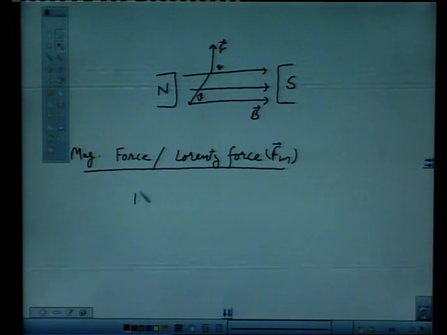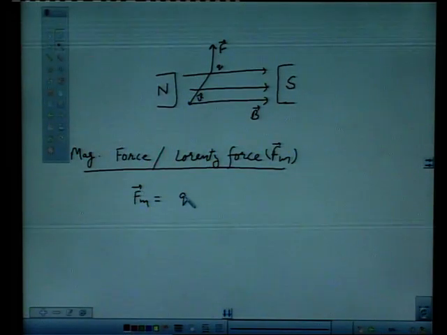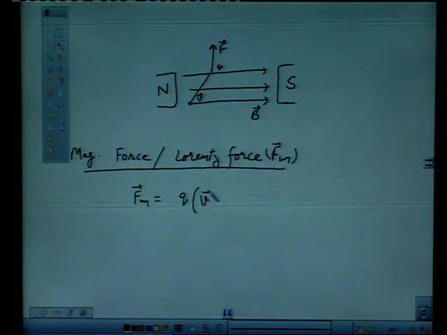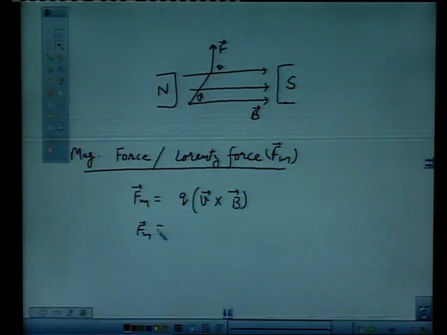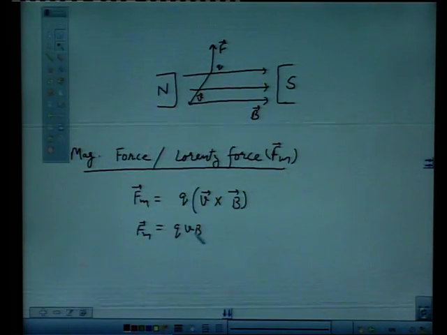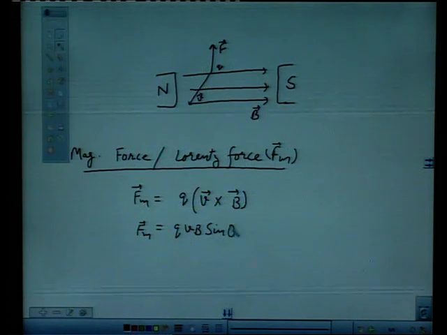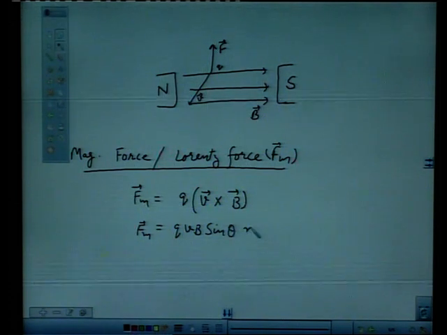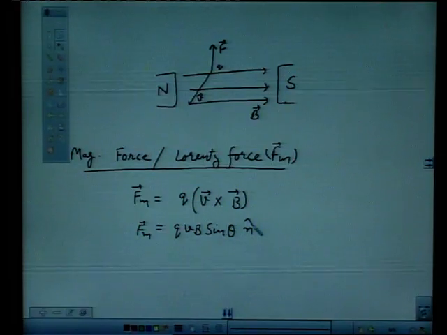This may be defined as: Fm is equal to charge Q into the cross product of velocity vector and magnetic field vector. We can write it as Q v B sin theta into n cap, where n cap is a unit vector perpendicular to both velocity and magnetic field. So n cap gives us the direction of magnetic force.